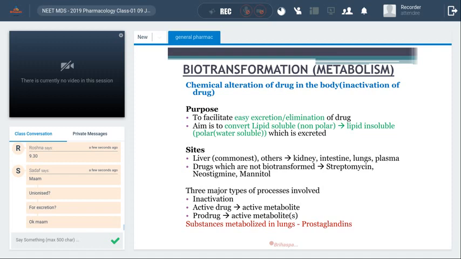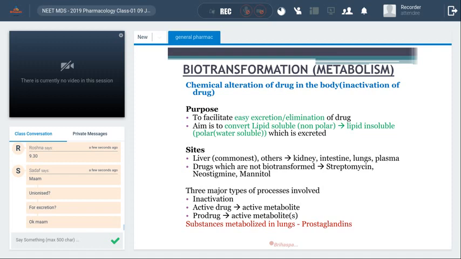So there are three major processes which happen in metabolism. Either an active drug is converted to an inactive drug, or an active drug is converted to an active metabolite, or a prodrug which was inactive is converted to an active metabolite. Active drug to inactive drug, active drug to active metabolite, or inactive drug, that is prodrug, to active metabolite. Any of these three steps can happen in biotransformation.